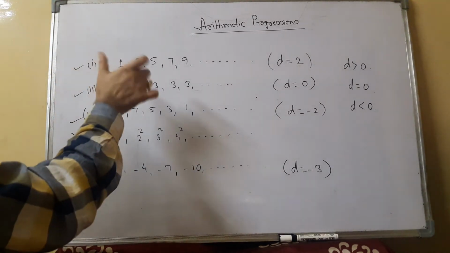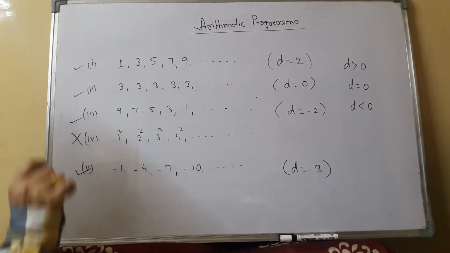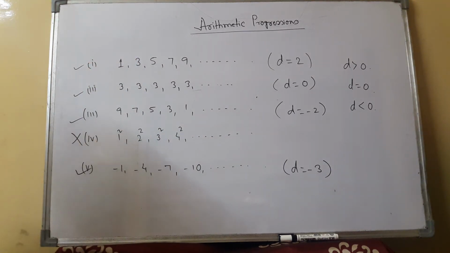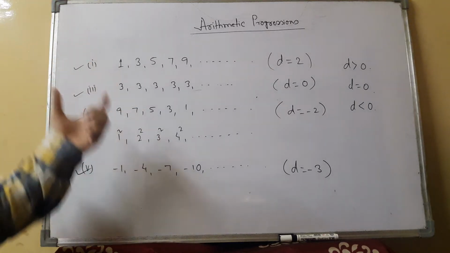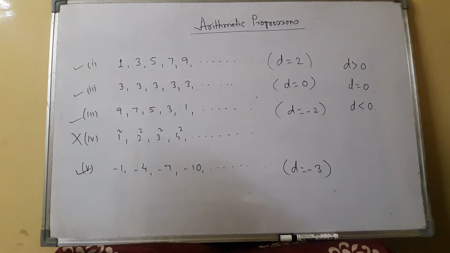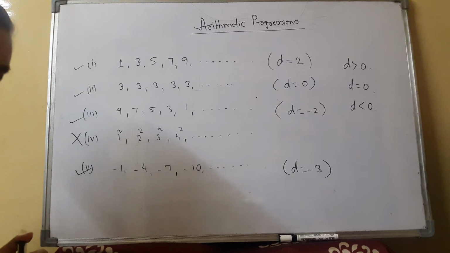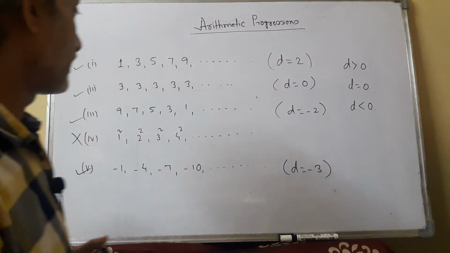So this way an AP can be identified. We can say that either it is an AP or it is not an AP. Whether it is in this category or not.